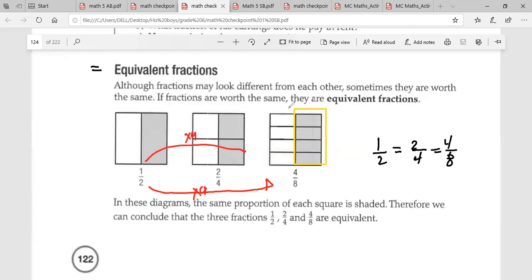If you want to return back, counting back from 4/8 to 1/2, we can divide it. This is called simplifying. You divide here by 4 and here by 4, and we get 1/2, and so on. So our lesson today is about equivalent fractions.